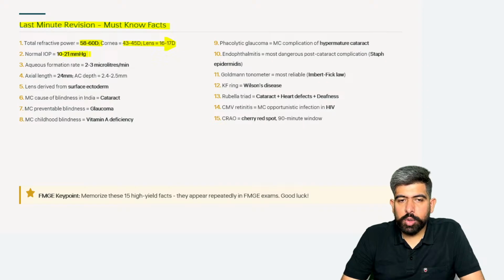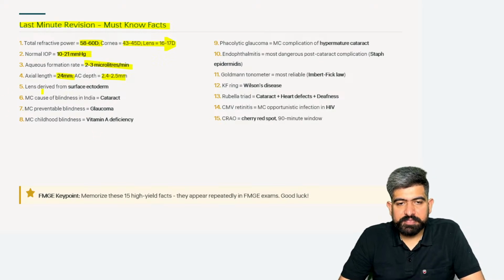Normal IOP is 10 to 21 mmHg. Aqueous humor rate is 2 to 3 microliter per minute. Axial length is 24 mm. Anterior chamber depth is 2.4 to 2.5 mm. Clear? Next, the lens is derived from the surface ectoderm.